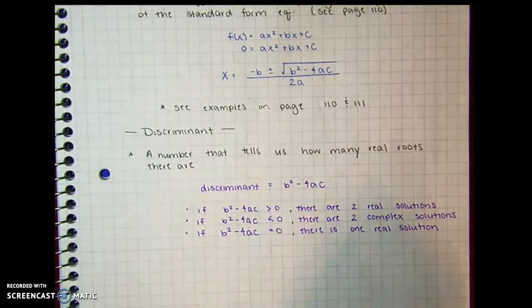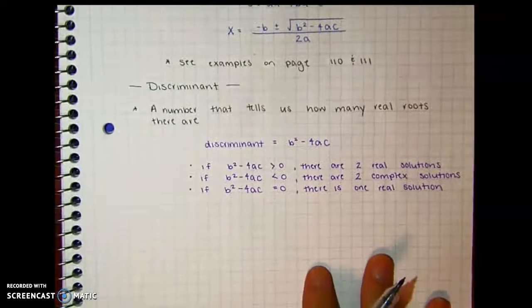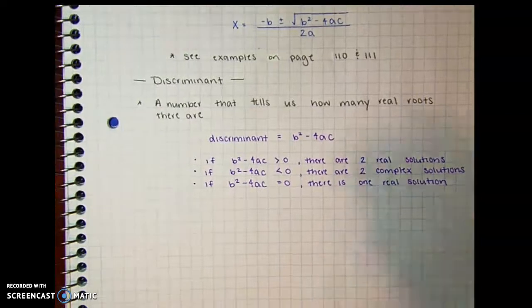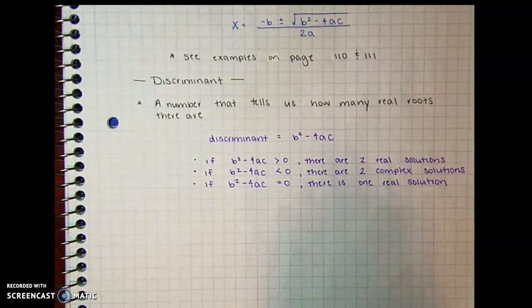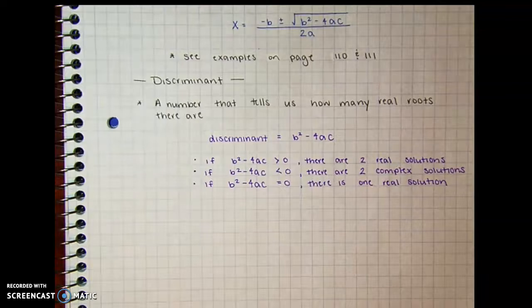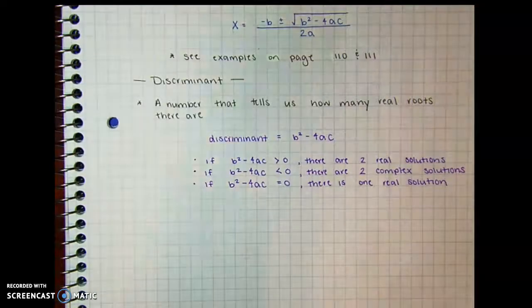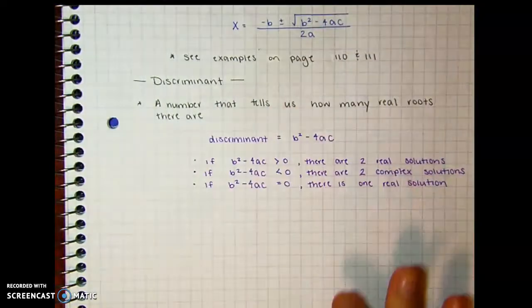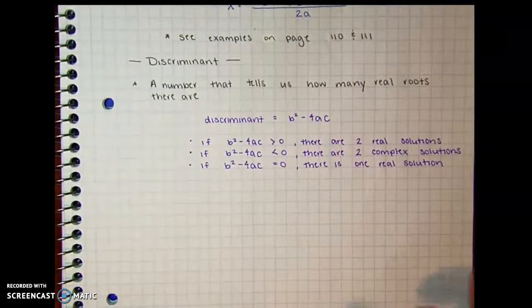So you can use b squared minus 4ac to figure out how many solutions there are for your quadratic. Is it going to intersect the graph twice? Is there going to be complex solutions, or is it going to be just intersecting once? So I could give you problems where it's just using the discriminant to determine the number of solutions. So I guess we do one example like that.